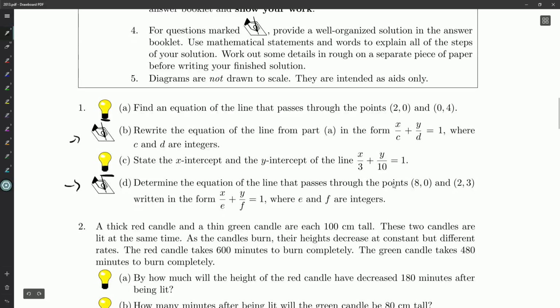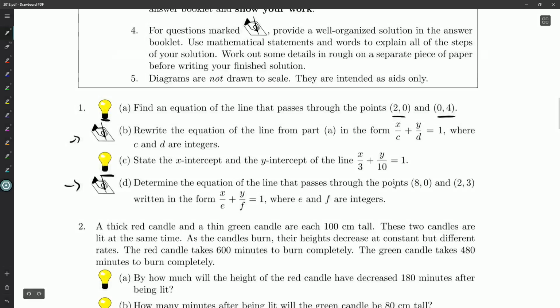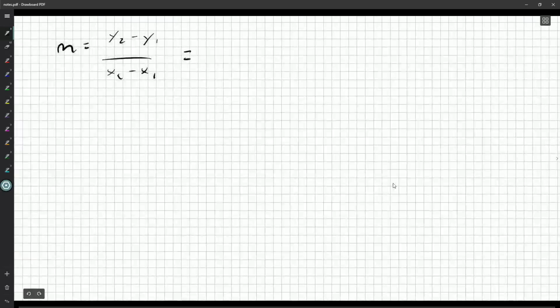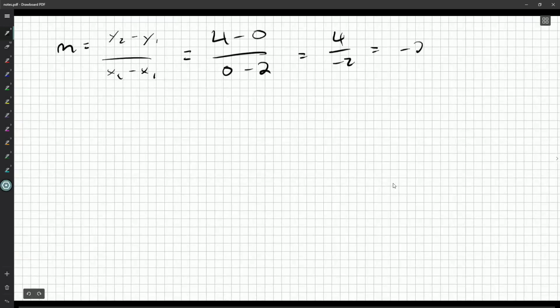So 1A, find an equation of the line that passes through the points (2, 0) and (0, 4). Alright, well, equations of lines, that's not bad. First you need the slope. And the slope is what? y2 minus y1 over x2 minus x1. Well, fortunately they gave me some points. What were those points? (2, 0) and (0, 4). So I might say 4 minus 0 and 0 minus 2. 4 over negative 2, slope is negative 2.